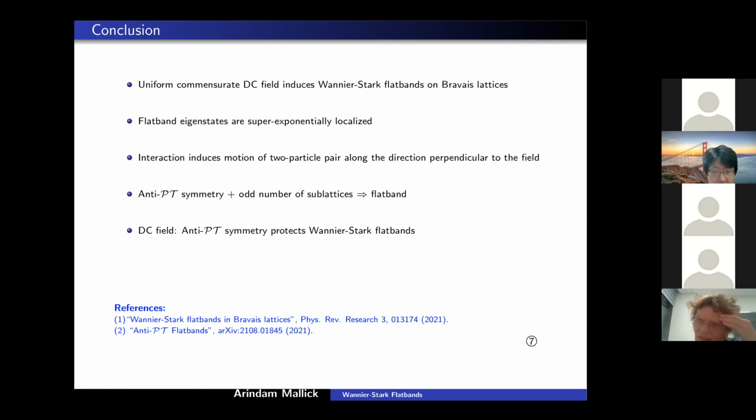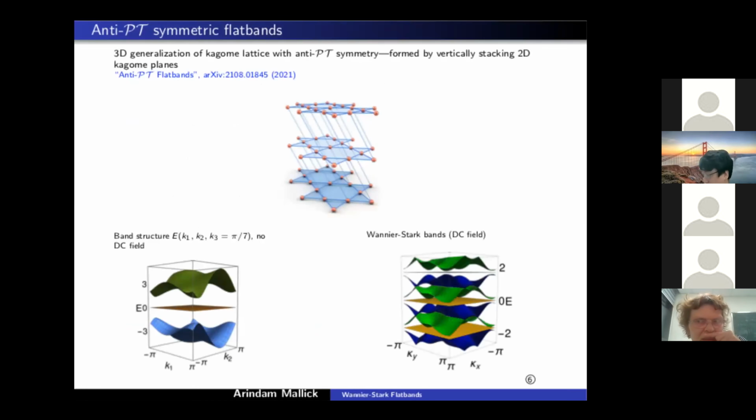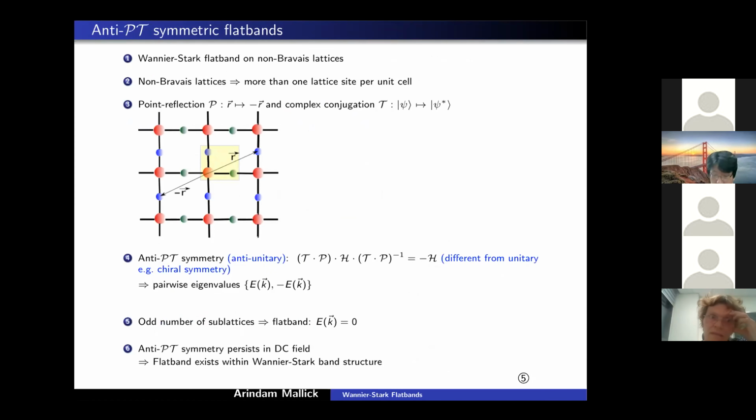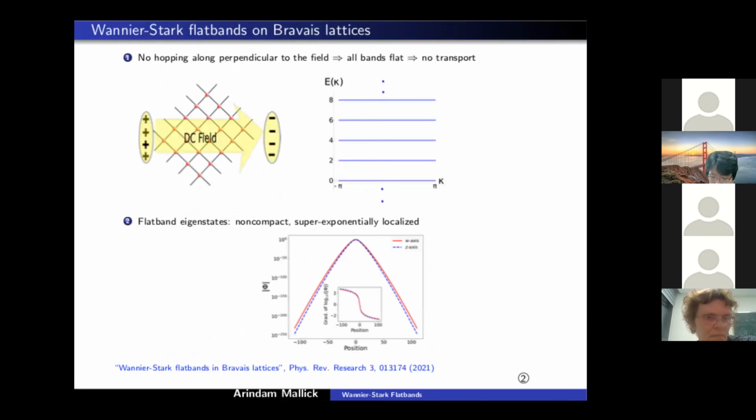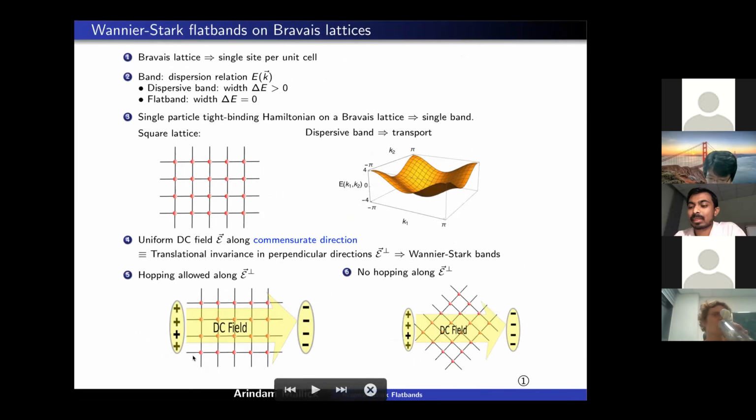Yeah, thanks. Actually, probably two. One is, is there any simple logical explanation why a DC field in the Bravais lattice induces a flatband? Well, there are two cases. For the second case, if you introduce a DC field, we are not allowing any hopping along the perpendicular to the field. That means there is no equipotential surface where particle transport is possible.